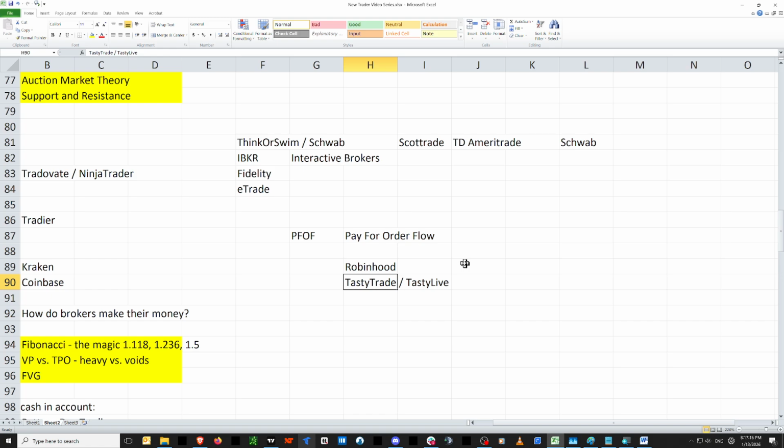And Tasty came in with all that kind of stuff as well, and that was all because of pay for order flow, which means that your broker is getting a better price than you are. They're getting a better price than you are, and you're not getting that because they're keeping that spread. You said you would pay $100. They found it for $99.70. They charged you $100. They kept 30 cents. That's called pay for order flow.